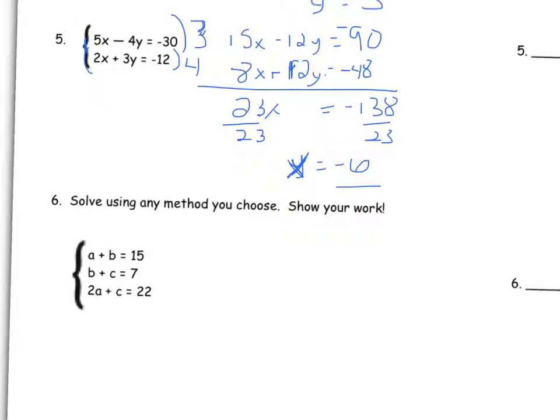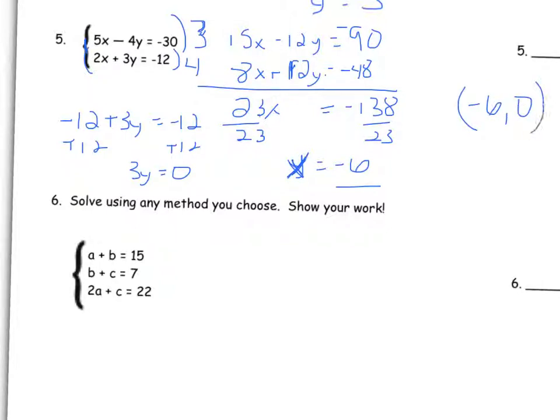I chose to plug it into the second equation again. So 2 times negative 6 is negative 12, plus 3y equals negative 12. Once I add 12 to both sides, I have 3y equals 0, so I know my y is 0. So my answer is negative 6, 0. And of course, you're going to plug x and y into both equations to check.